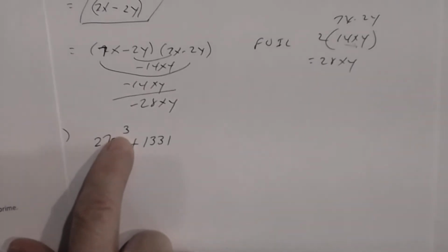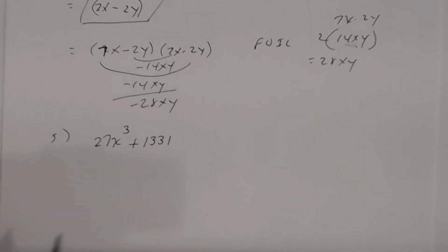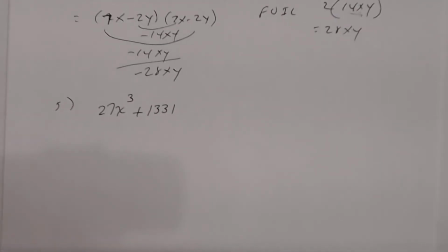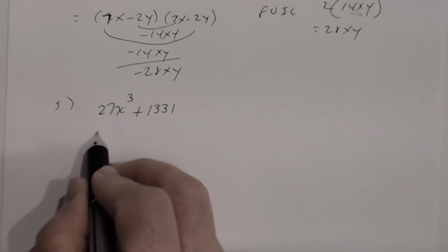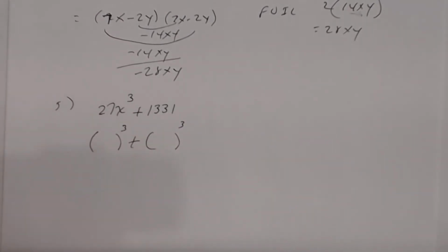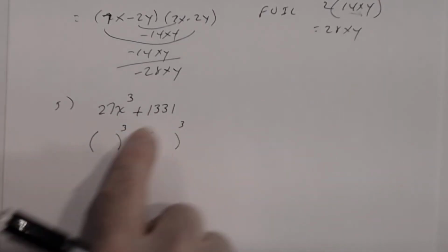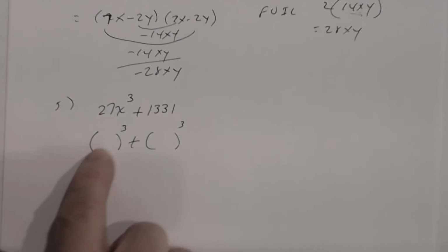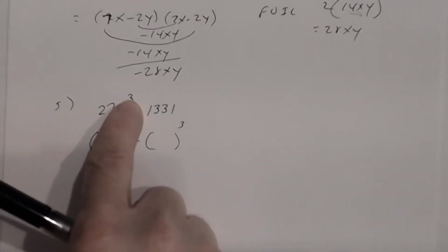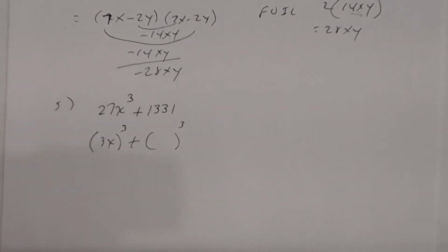So let's go ahead and see if this is the sum of 2 cubes. All right, so remember what we did to determine that. So if we have the sum of 2 cubes, then we should be able to fill in these parentheses. So if this is the sum of 2 cubes, then it should look like this. And so you ask yourself, well, what times itself 3 times is 27x cubed? Well, 3x, because 3x times 3x times 3x is 27x cubed.